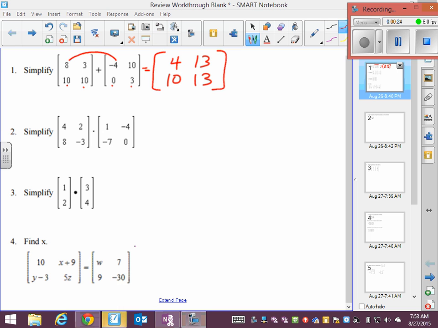That's it. You've got a 2 by 2 plus a 2 by 2 equals a 2 by 2. Don't make it harder than it is. Multiplying is the one that's kind of hard. Number 2 is multiplying. And to multiply, you have to really think about the dimensions of the matrices.